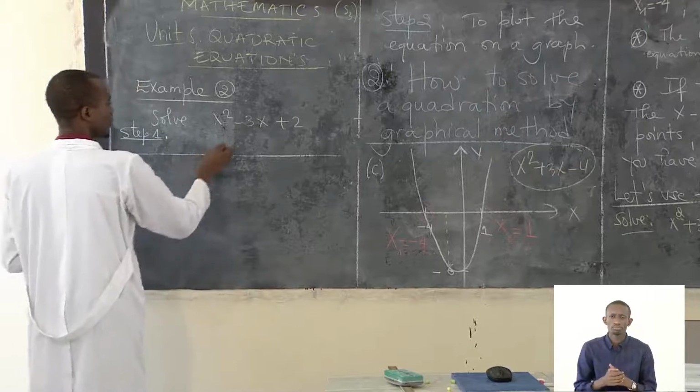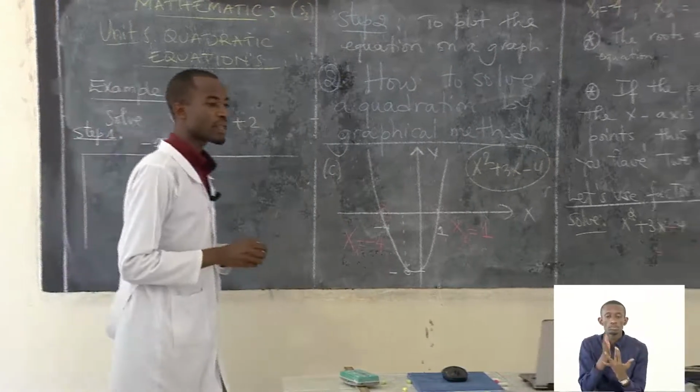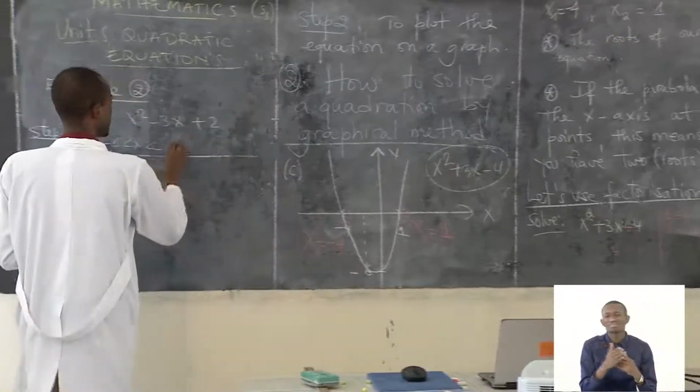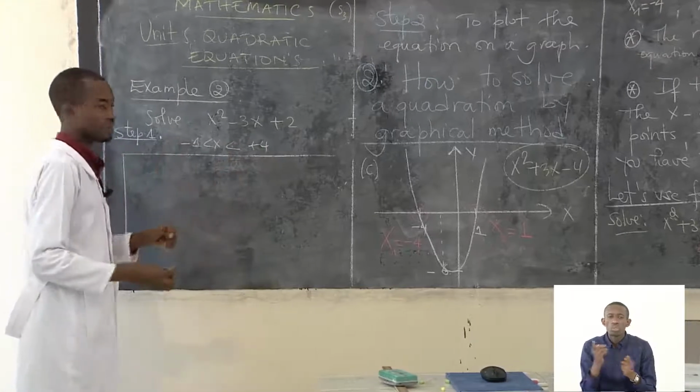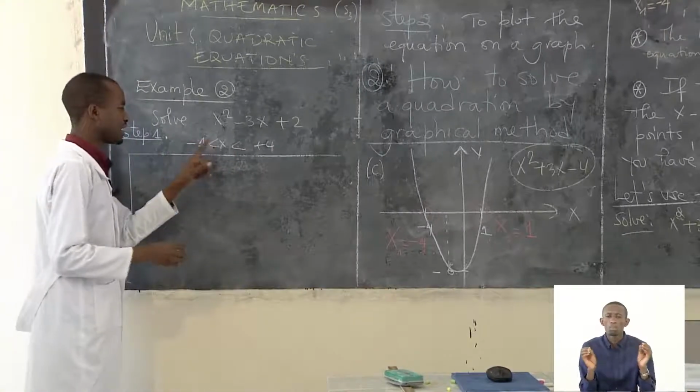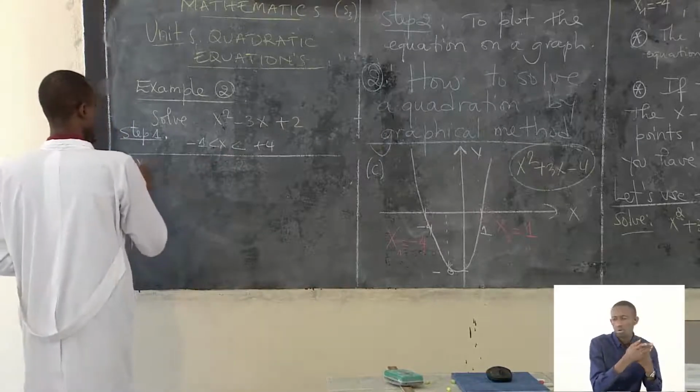Table of values, they told us that x is varying between negative 1 and what? Negative 1 and positive 4. And we don't have to put these last numbers because we don't have greater than, less than or equal. We don't have that sign. Now here we have x.